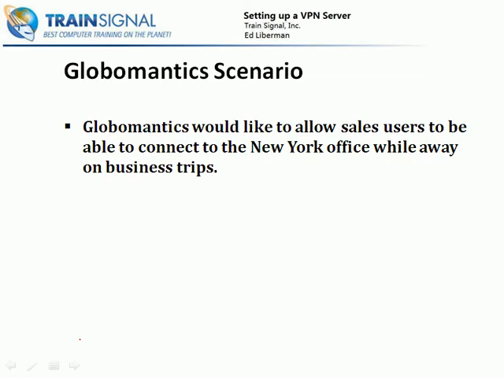Okay, well, what's going on with Global Mantix these days? Well, this is going to be a pretty simple scenario, as you can see here. Global Mantix wants to allow their sales users to be able to connect to the New York office while they're away on business. Okay, plain and simple. You've got sales users, they're out traveling all around the country, all around the world, and while they're out, they need to be able to connect into New York.